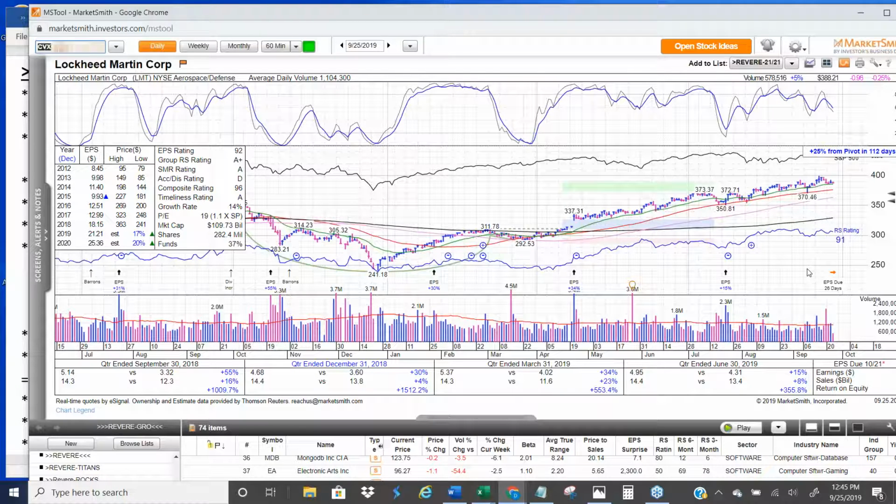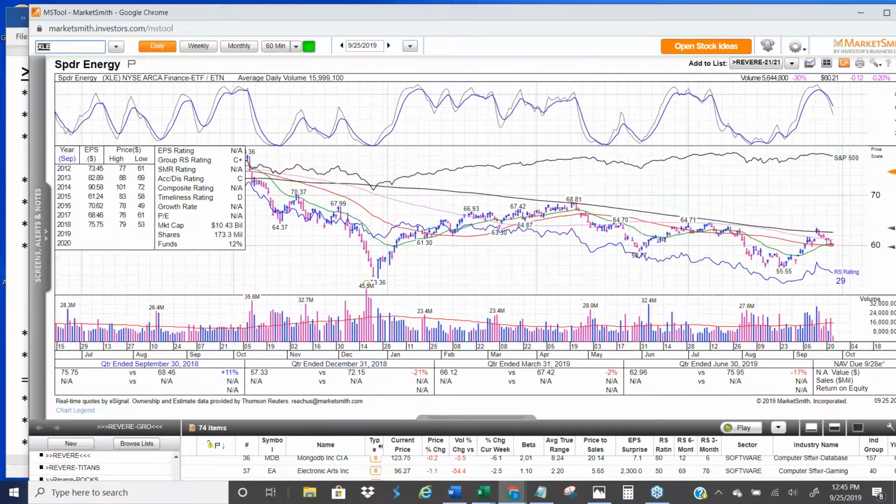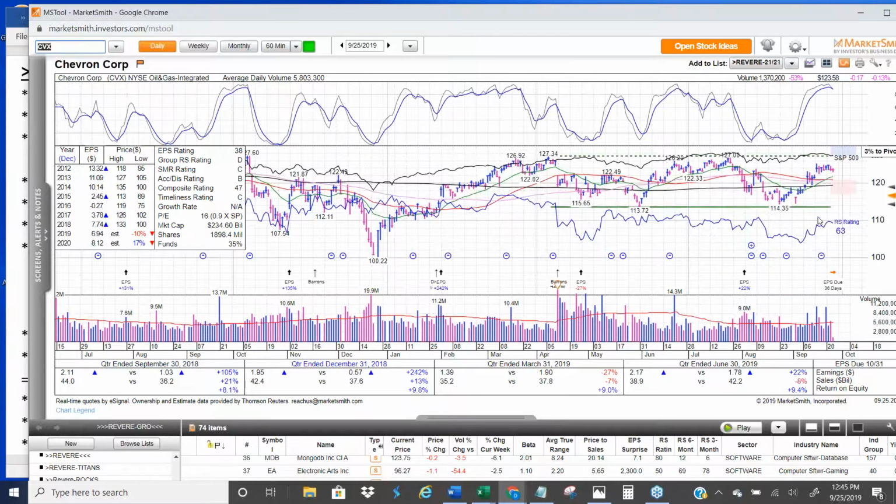CVX. This is a diversified portfolio. We try to hold something in all of the major 11 spider asset classes, but this is just trading in a big range. 63 relative strength is one of the better ones from an oil. Compare that to the XLE chart that I showed before. Big difference between CVX and XLE. So we try to find the strongest stocks across the broad sectors.